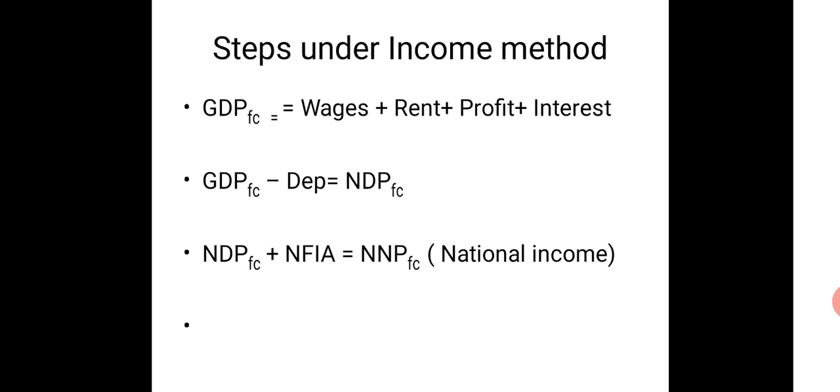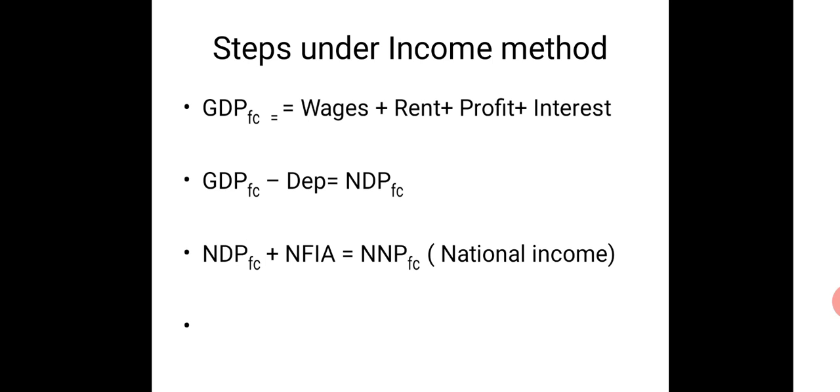The first step itself is GDP-FC. So one step is deducted in the income method, where the first step itself is GDP-FC. Because when we take income of all the people, we are taking it at factor cost, that is wage, rent, profit, and interest is what we said factor cost, right? Remember? So that is factor cost. So GDP-FC is the first step that we arrive at.